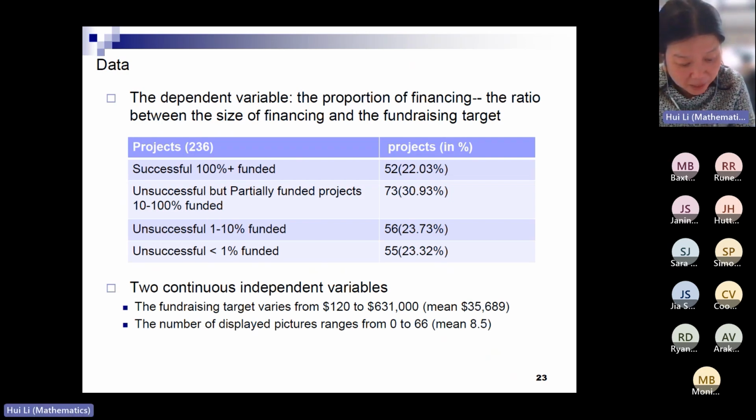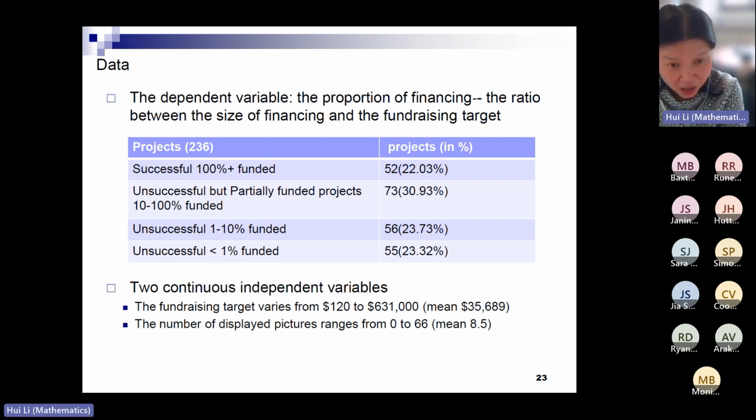So here, let's take a closer look at the data and examine it in more detail. The dependent variable that we're going to analyze in this study is proportion of financing, which is a ratio of the size of financing and the fundraising target. Among 236 projects, 52 were completely funded, which takes about 22%.